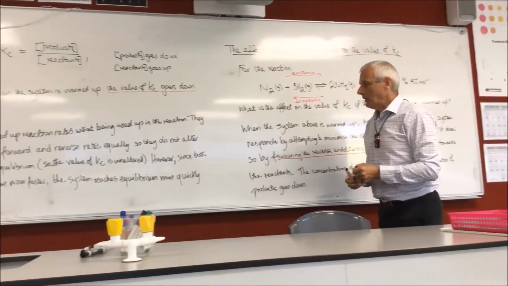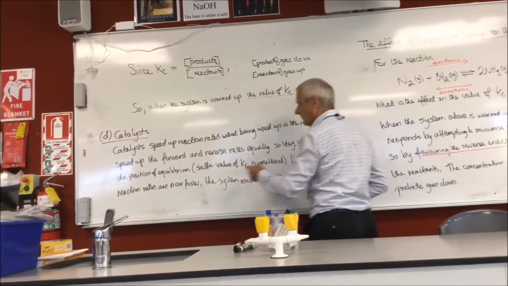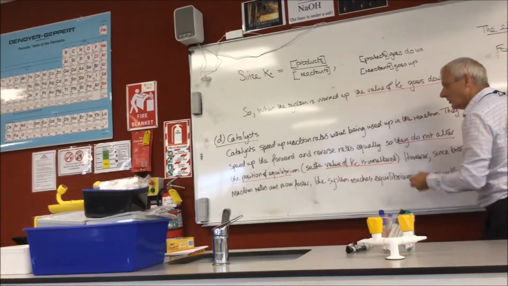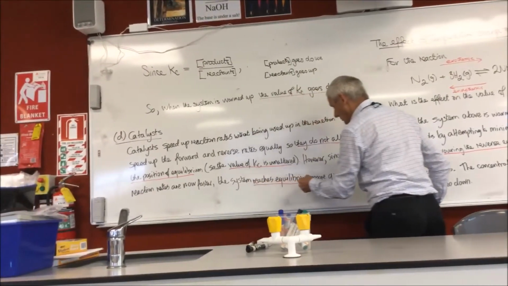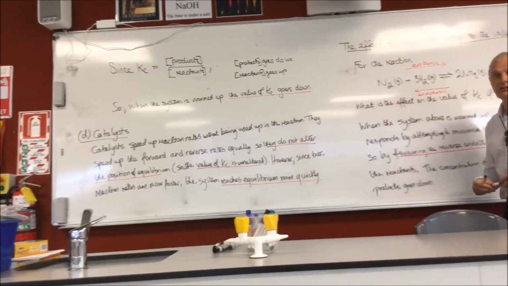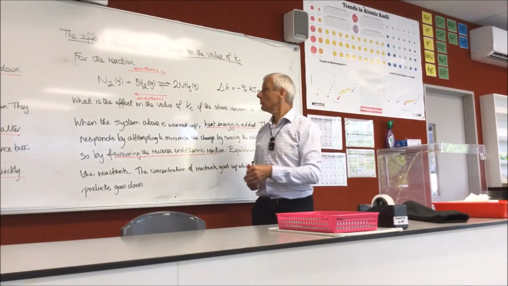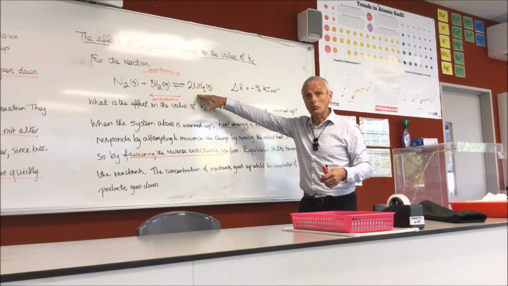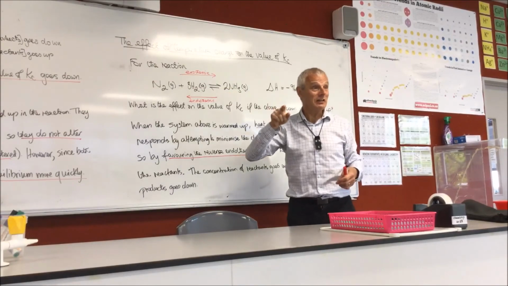So three things in there that are important. They do not affect the position of equilibrium. The value of Kc is unaltered. And the system reaches equilibrium more quickly. So that's the only difference using a catalyst does. So in industry they are still used. So this reaction is a real reaction that's used in industry. They do use catalysts because they get to the equilibrium faster. And time's money.